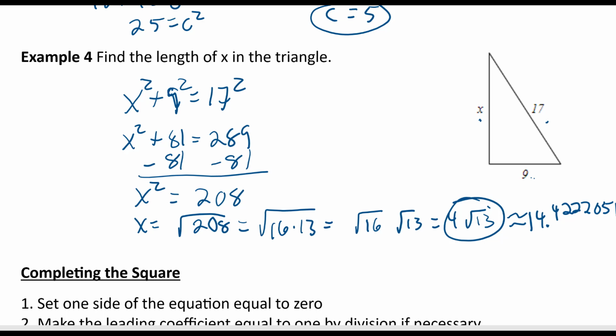Okay, so sorry this video is a little long. I know that we want shorter videos, but next one is about completing the square and then quadratic formula.